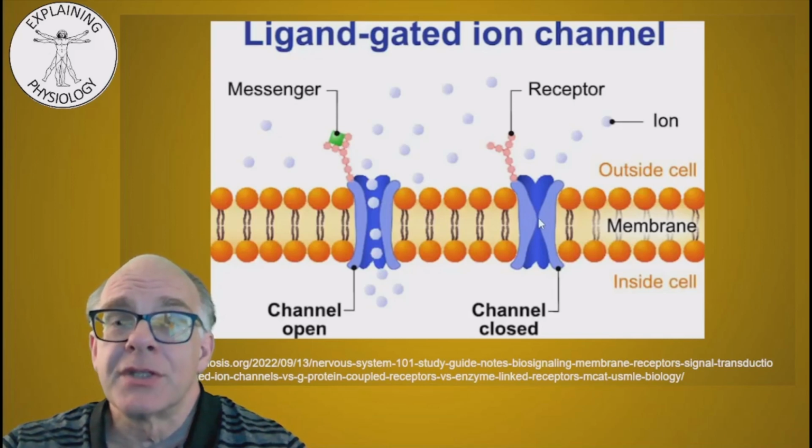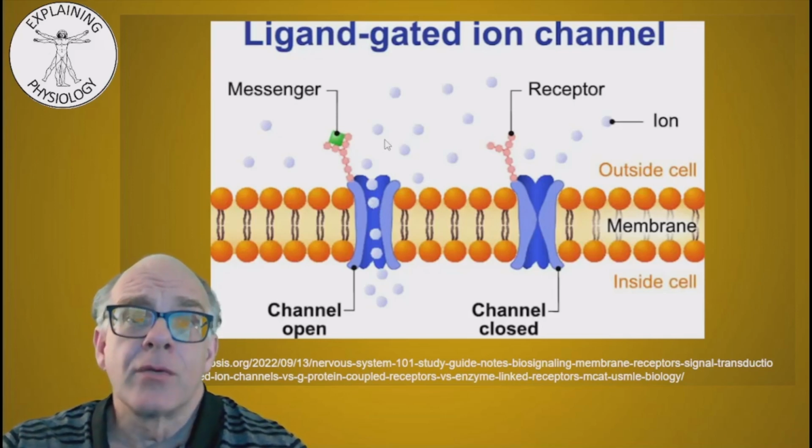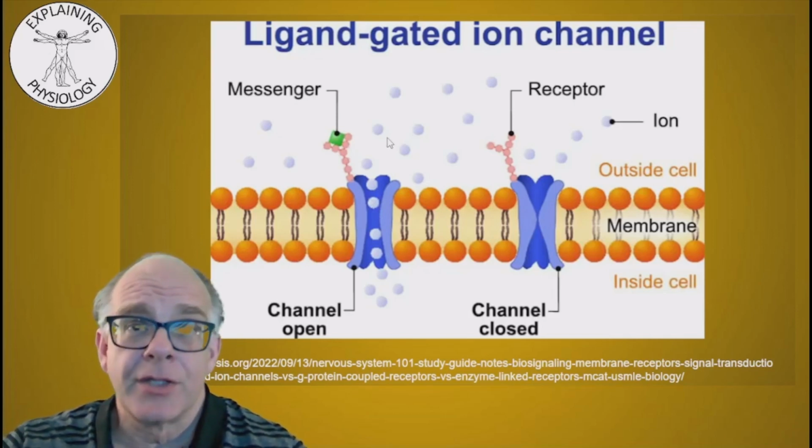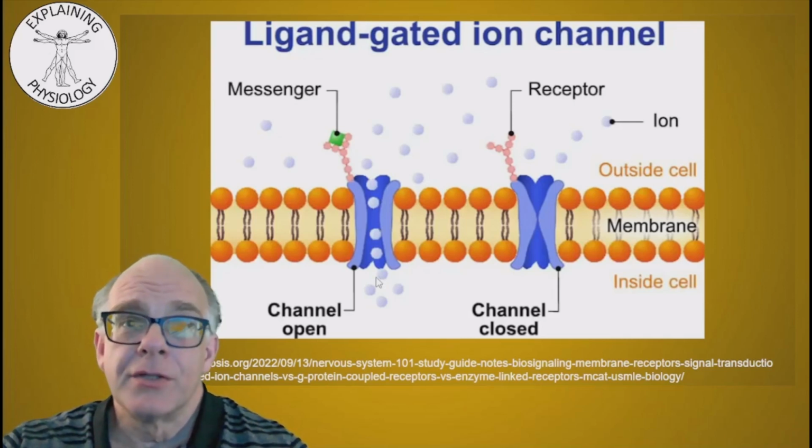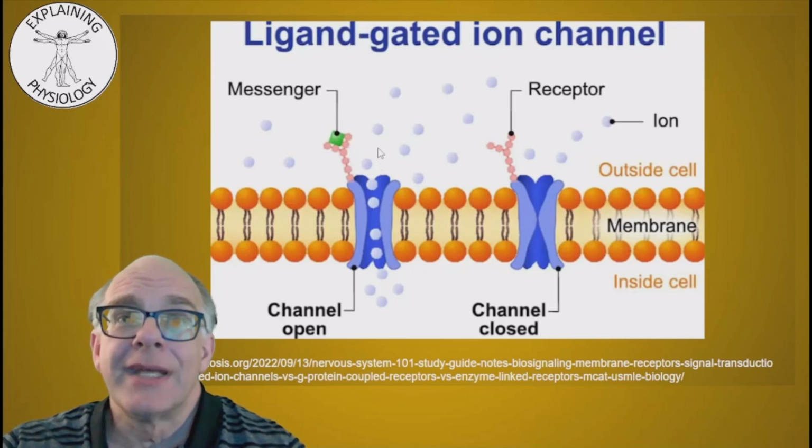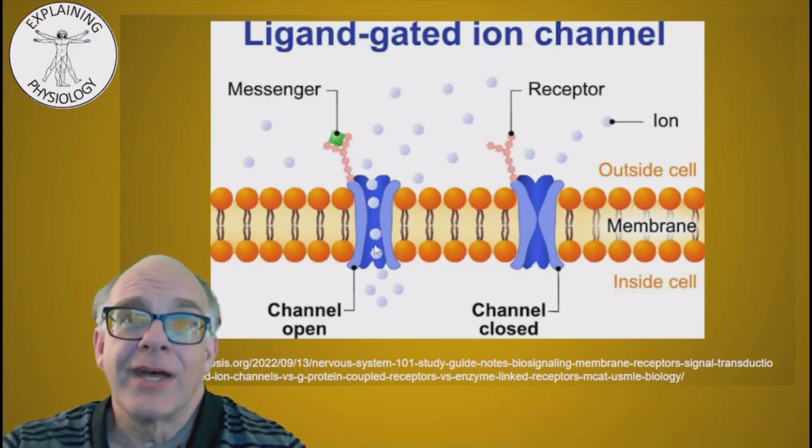So in the closed position here, it's blocking the flow of ions. In that open position, ions are going to be able to flow down their electrochemical gradient, and so flow from high concentration to low concentration, and then carry their charges with them. And because they are charged particles, the charge inside and outside the cell could have an effect as well.